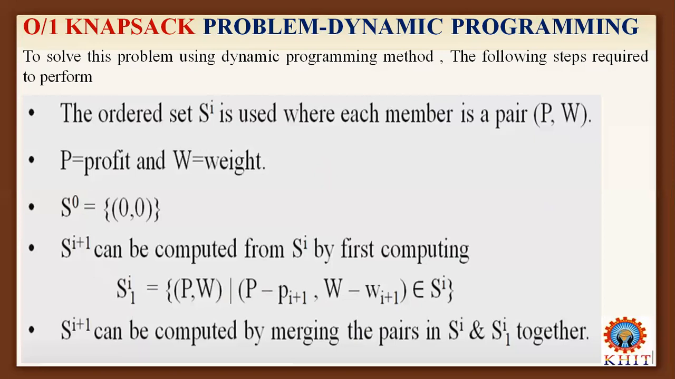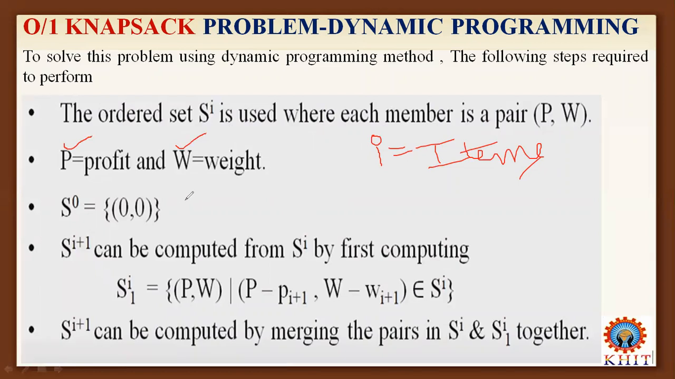Next, we will see the step-by-step procedure required to solve the knapsack problem using dynamic programming. In this slide, P stands for profit, W stands for weight, and I stands for items. How many items there are, whether gold items, silver items, or other items, I stands for item.